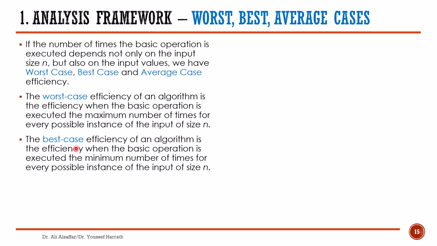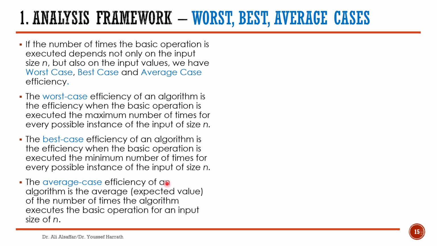Now for the best case efficiency of an algorithm, it is the efficiency when the basic operation is executed the minimum number of times for every possible instance of the input of size n. And again, by going back to the negative test algorithm, the algorithm makes the minimum number of comparisons when the first integer of the array is a negative integer. In this case, the efficiency is called best case efficiency.